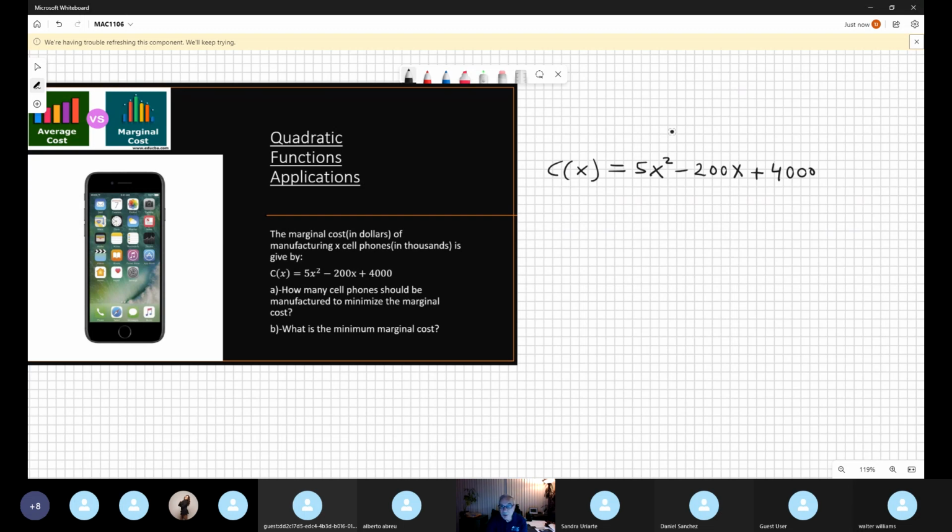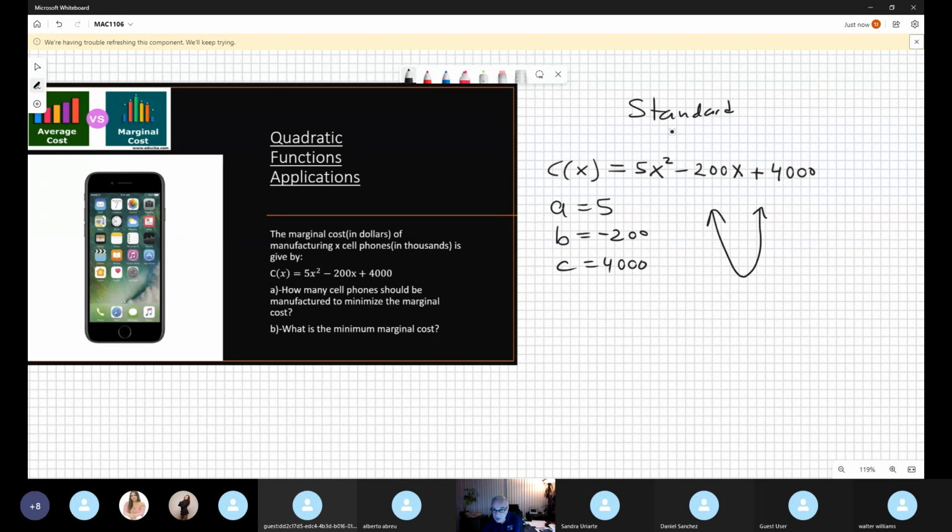It's obvious that this quadratic function is expressed in standard form. Yes or no? Yes. And you identify that a is 5, b is negative 200 and c is 4,000. Exactly. Now, how many cell phones, that is x, should be manufactured to minimize the marginal cost? This is the parabola, and in what direction does it open, up or down? Up, because a is positive.